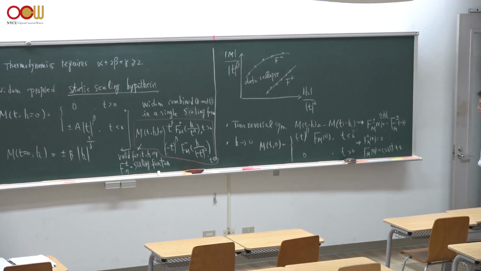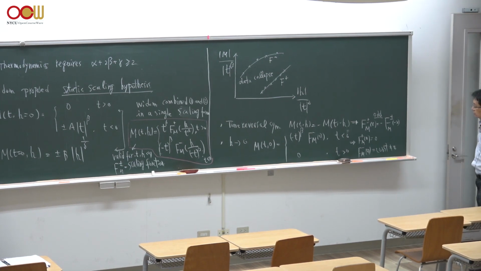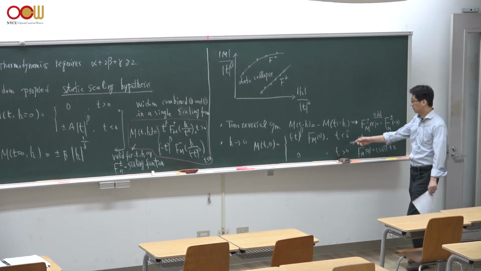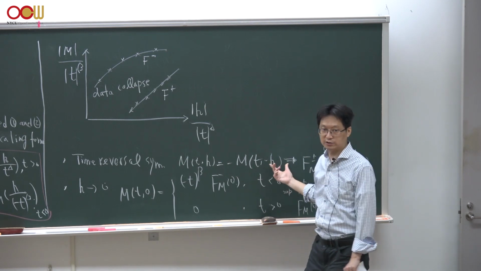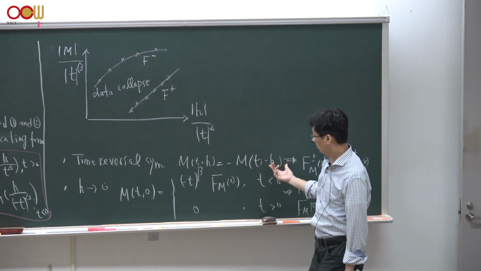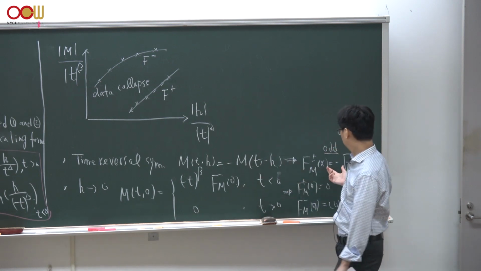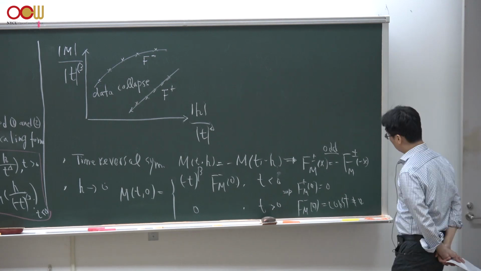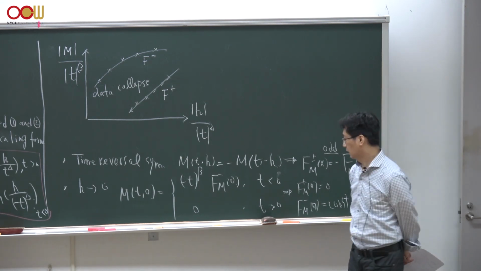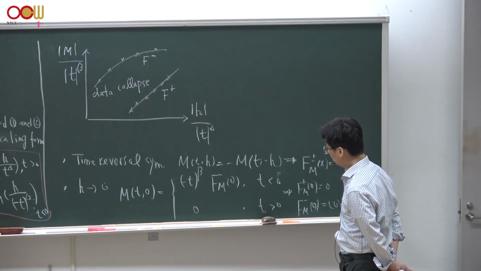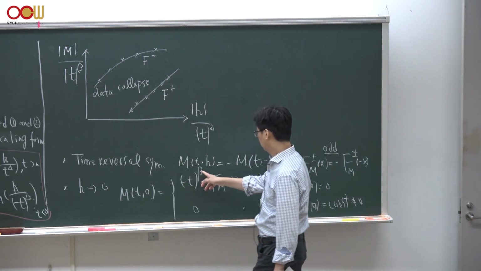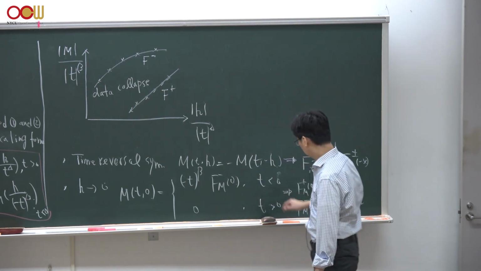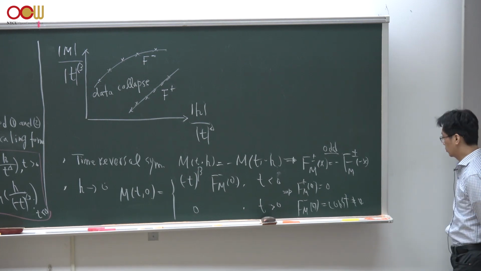So let's look at the behavior of this F function. So first, there's a time reversal symmetry involved here, as we mentioned, that this magnetization changes sign if you change the sign of the field from plus h to minus h. So then this immediately tells us that this F plus or minus function is an odd function in x. And second, when the field approaches 0, the magnetization behaves as minus t to the power of beta times the F minus function, but the magnetization vanishes when little t is positive, above the transition temperature.